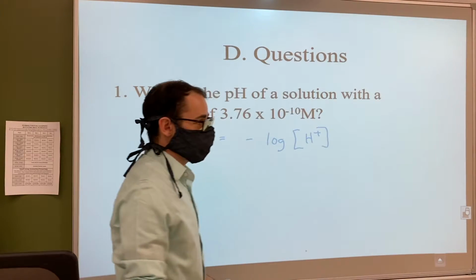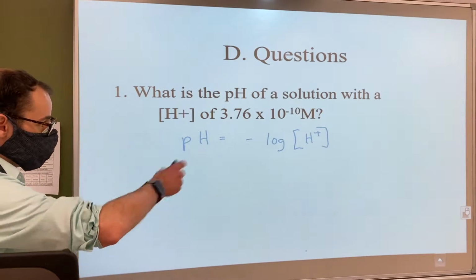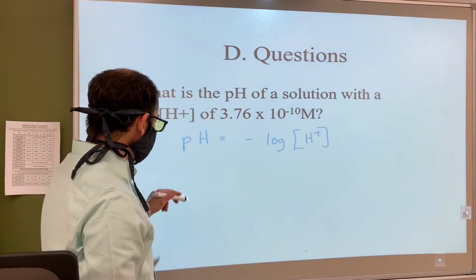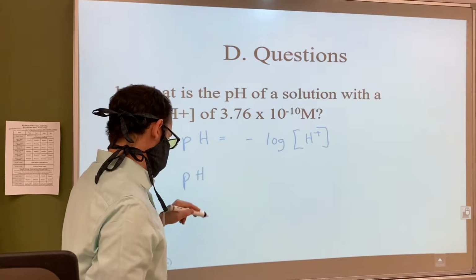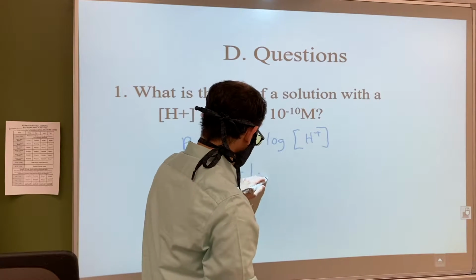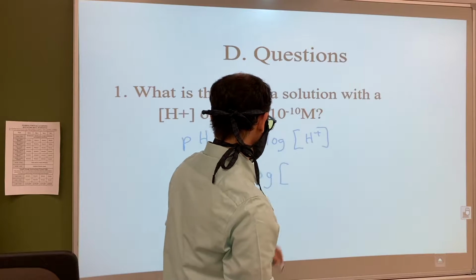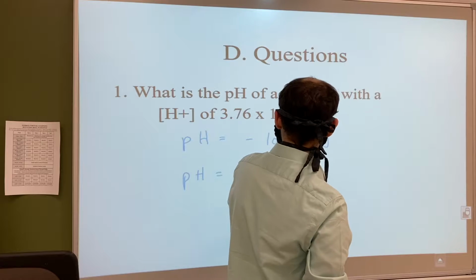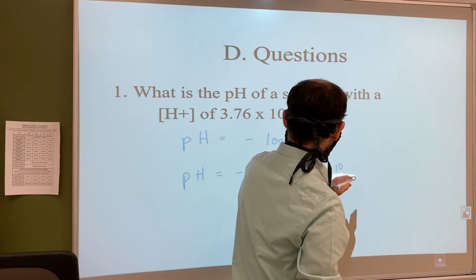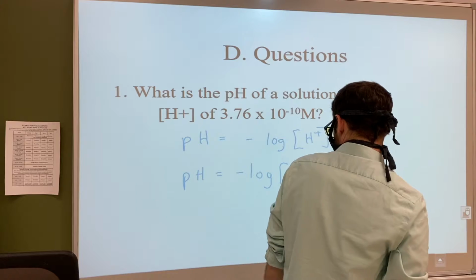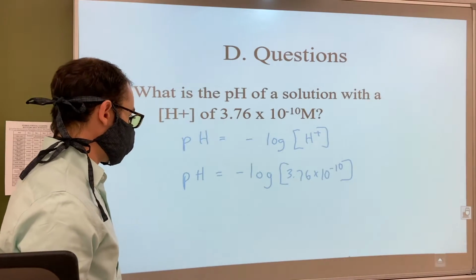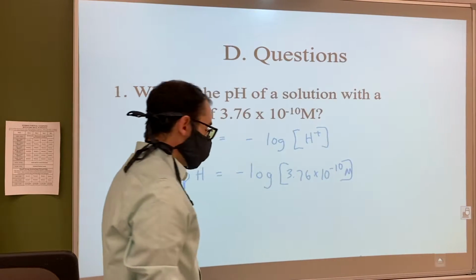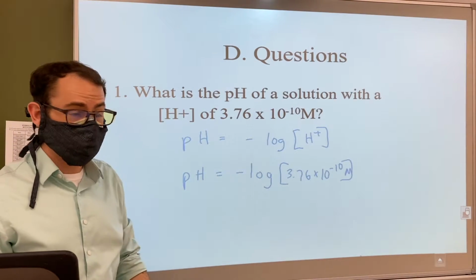First thing you always want to do is write out the equation. Next thing you want to do is plug in what you can. We're looking for pH, so we're going to keep that. Negative log. And then instead of H plus, we can write down this number. Okay. Let's make sure we keep our units. All right, now try this. Put it in your calculator. Let's see what we get.